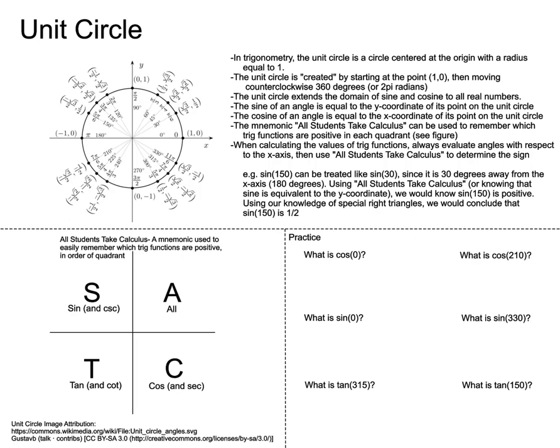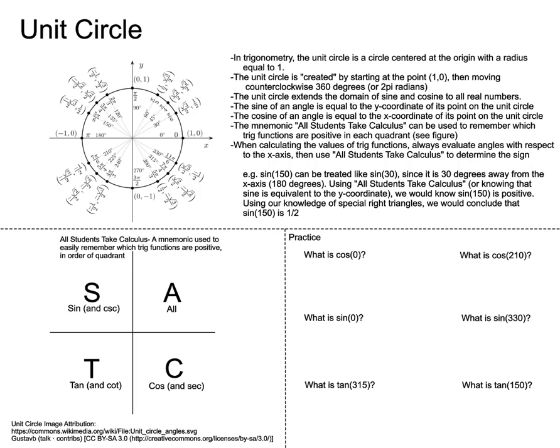Using All Students Take Calculus, or of course knowing that sine is equivalent to the y-coordinate, and being in quadrant 2, the y-coordinate is going to be positive, we would know that the sine of 150 degrees is positive. And then using our knowledge of special right triangles, in this case a 30, 60, 90 right triangle, we would be able to conclude that the sine of 150 is 1/2. And of course, if you checked in the actual diagram, you can see that that is the case.